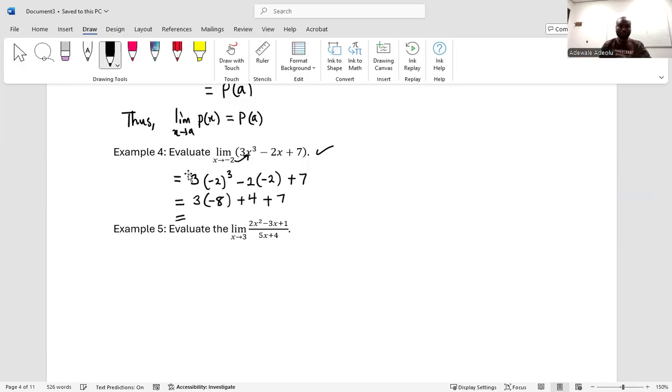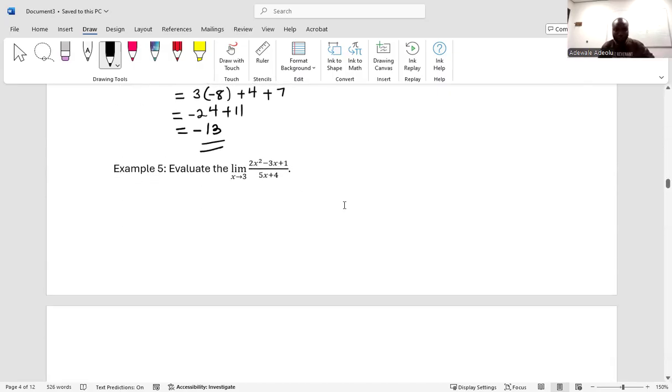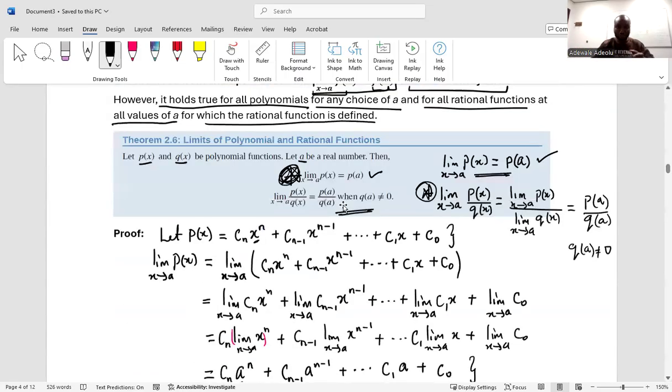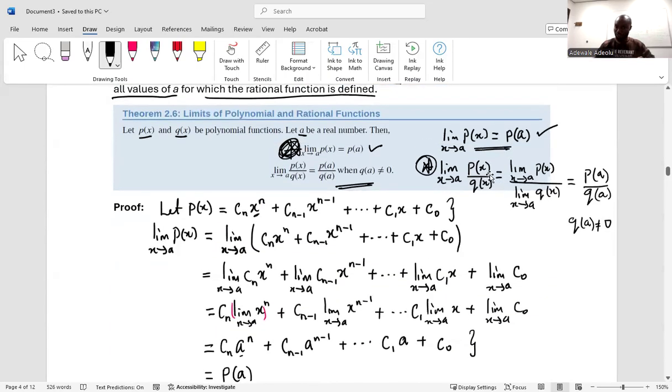So that is minus 24 plus 11. So that is negative 13, I believe, if everything is correct there. So that is that. For the quotient as well, all we need to do is to plug it in, direct substitution, because we have proved here that this holds and it allows us to do this.